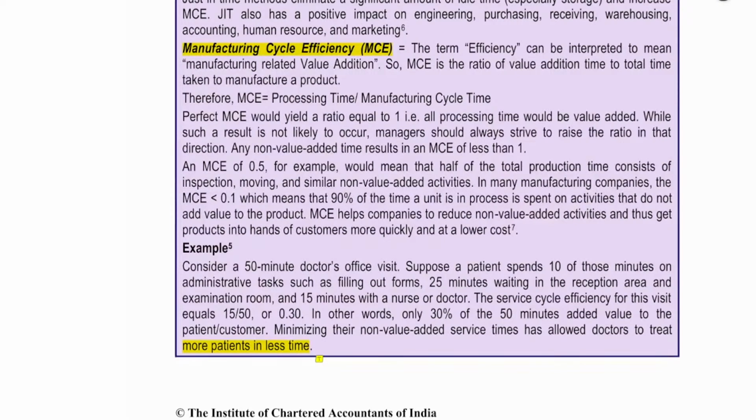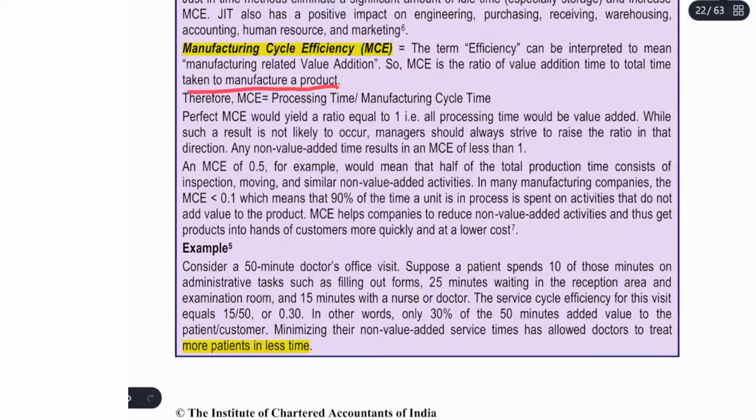Okay, beta, have you interpreted? So see, what does it mean? This line is very important. What is manufacturing cycle efficiency? It is the ratio of value addition time to the total time taken to manufacture a product.